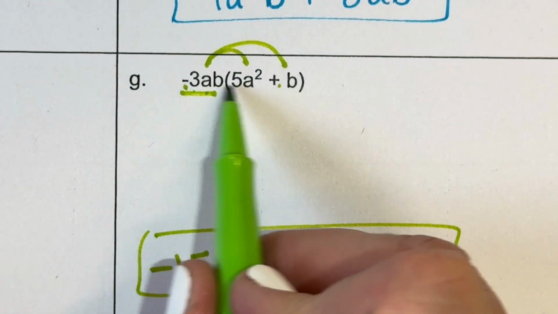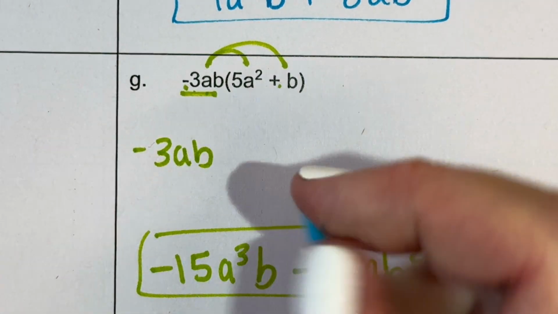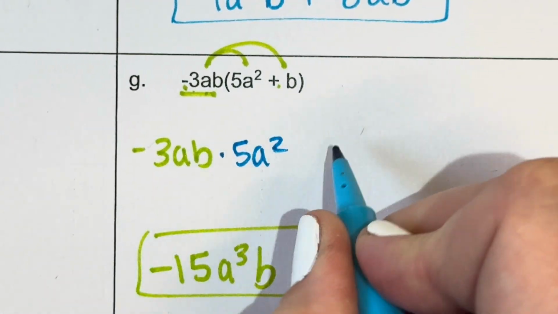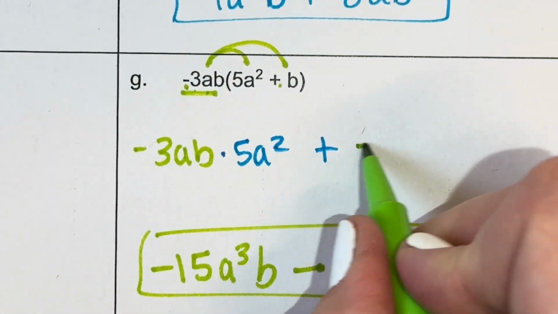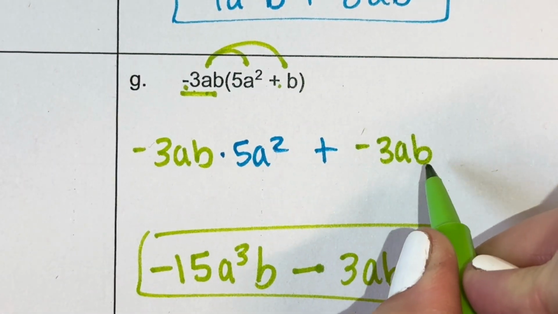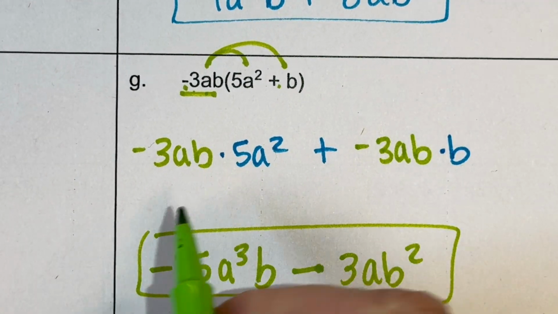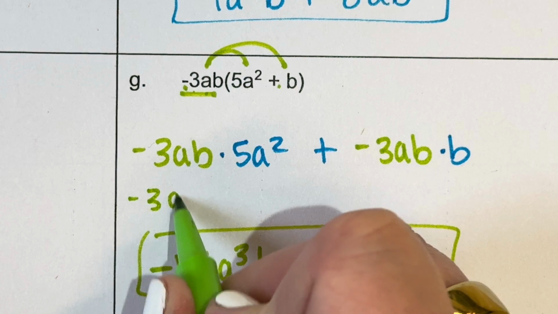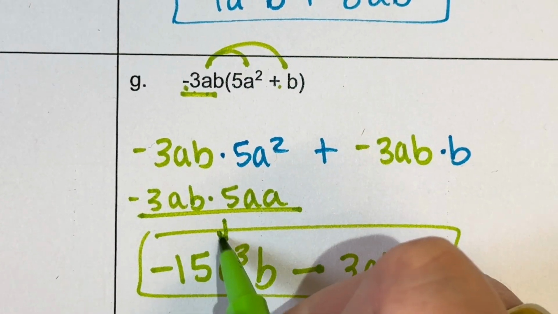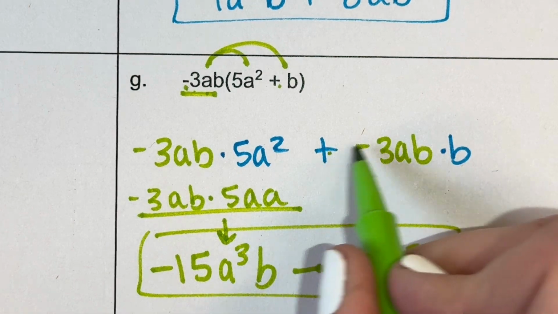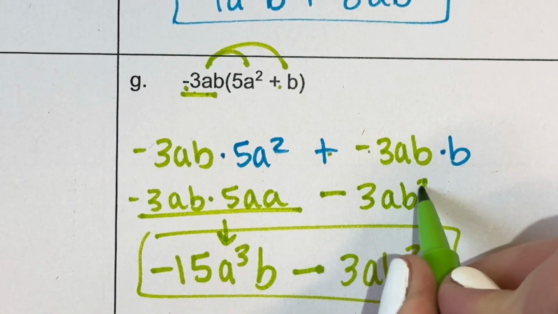So again, if I wrote how this is going to distribute, it becomes negative 3ab times 5a squared plus negative 3ab times b. So we have negative 3 times a times b times 5 times a times a. And then a positive times a negative is a negative 3ab squared.